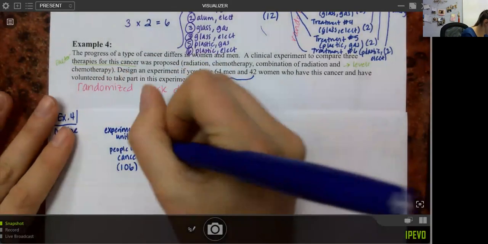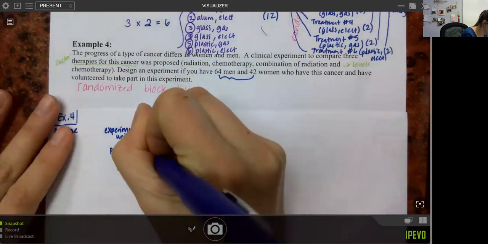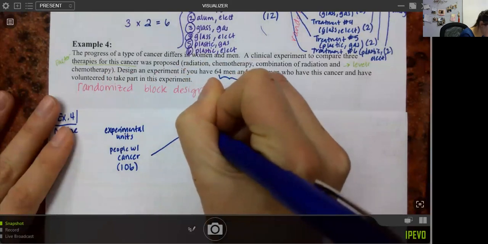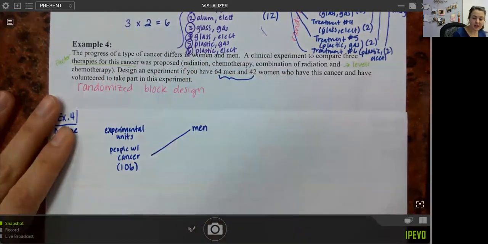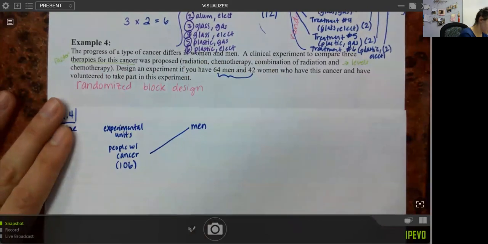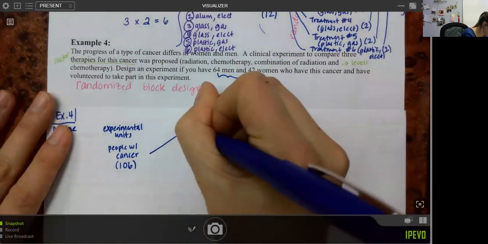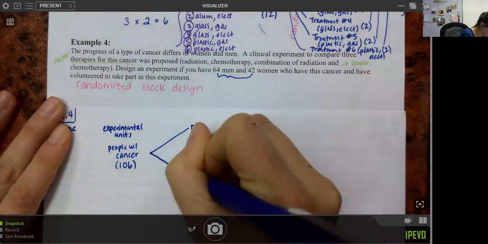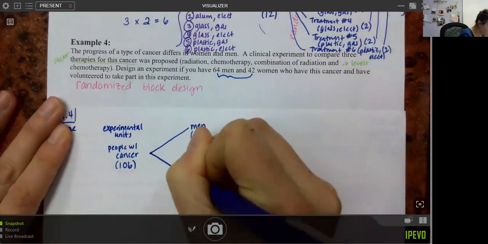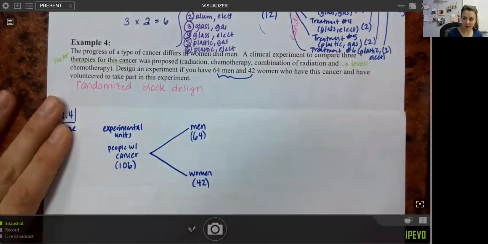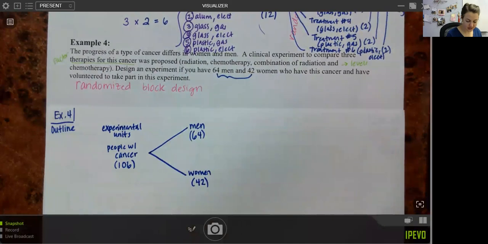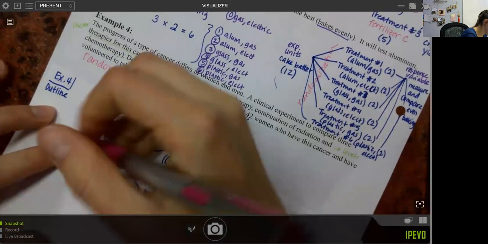So what we're going to do is we are going to first block. If you are a man, you will be in one block, and there are 64 total. And then we're going to have block number 2, which is going to be our women. And we are given that we have 42 women volunteers. Okay, so this step right here, what I've just done is I've just done something called blocking.